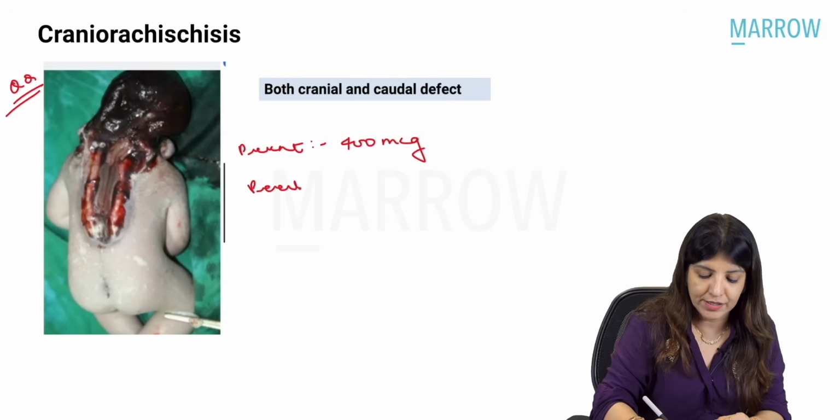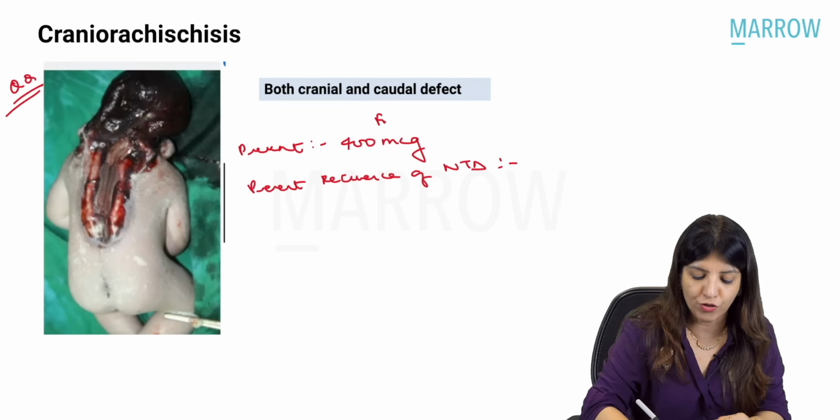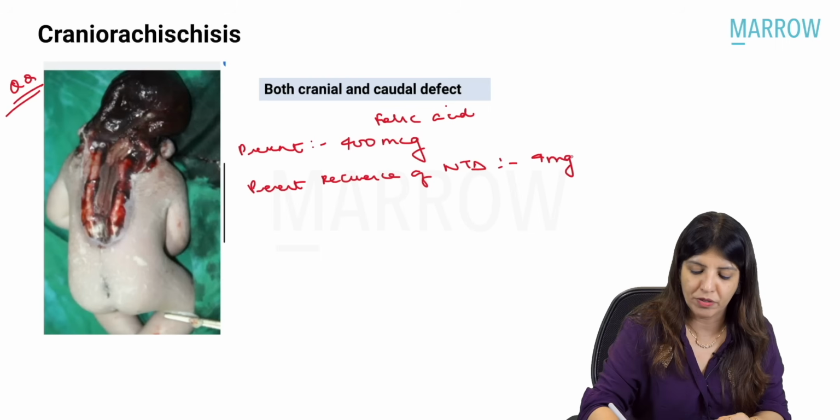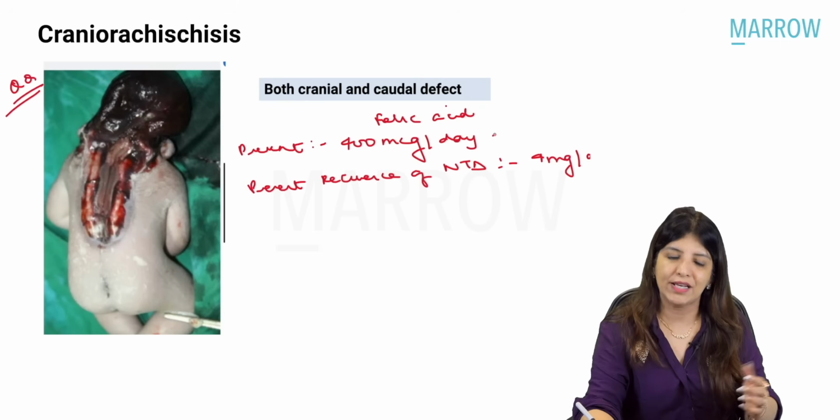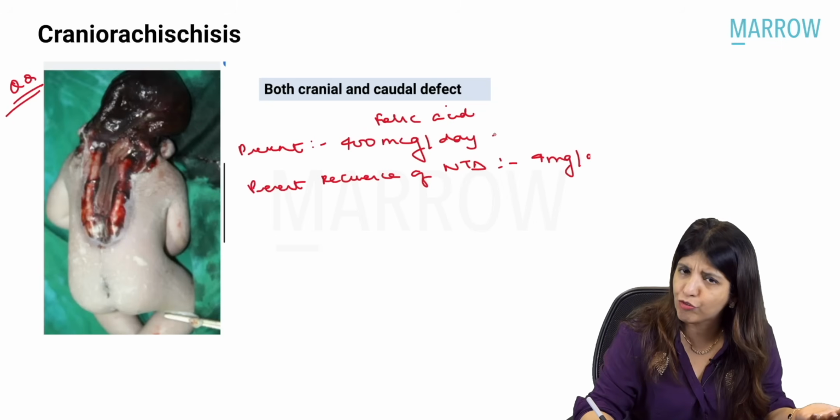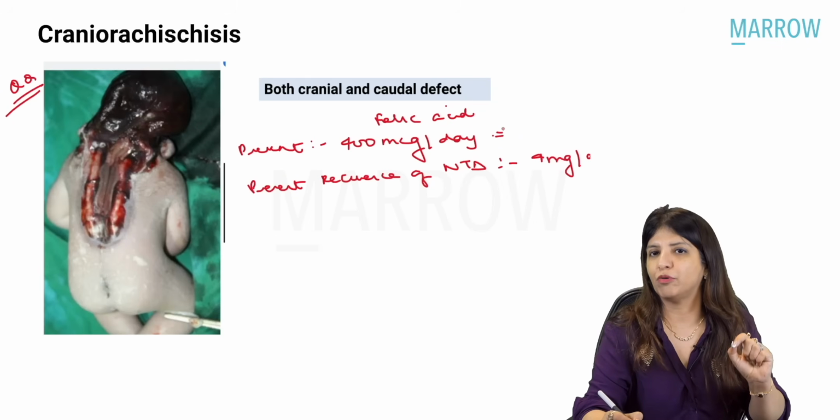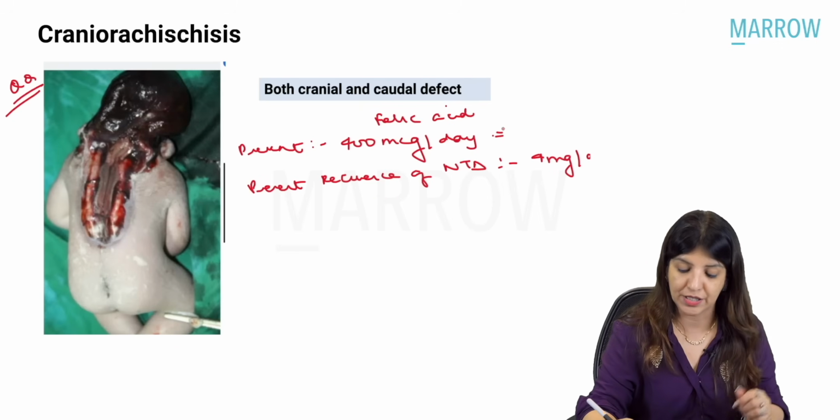But if the question comes, to prevent the recurrence of neural tube defect, what dose of folic acid has to be given? Then it has to be given 4 milligrams per day, right? And when you are giving the dose to prevent the neural tube defect, this has to be given in all pregnant females, and this should be started at least 1 month before a female conceives, and it should be continued till 3 months after conception.